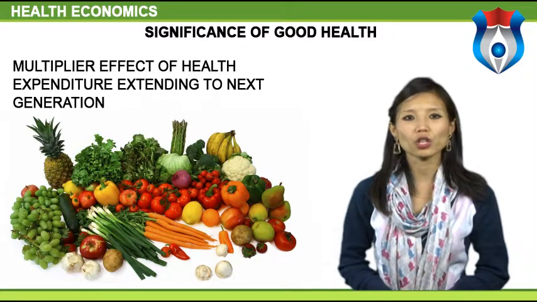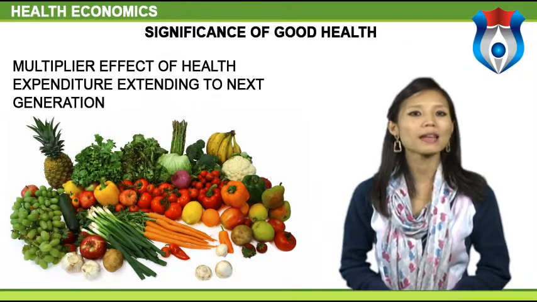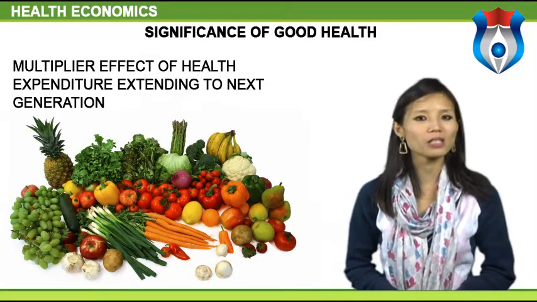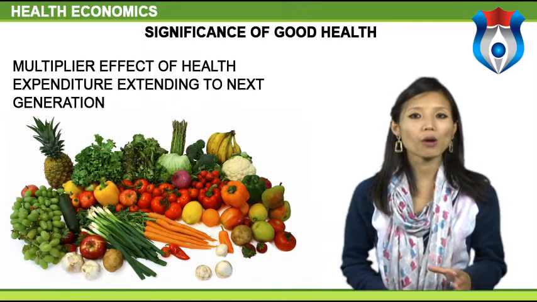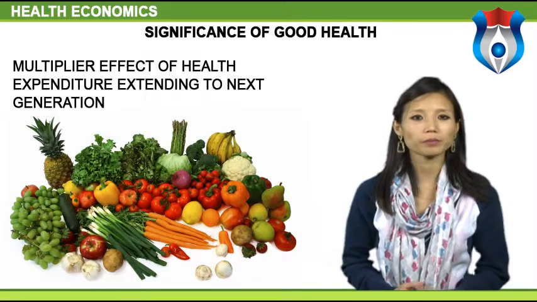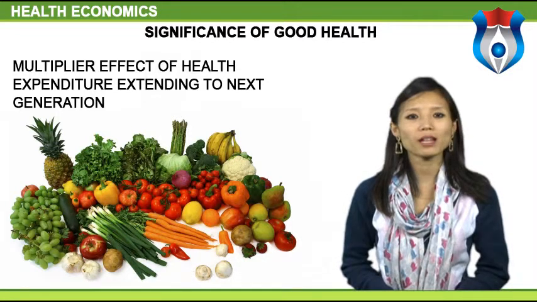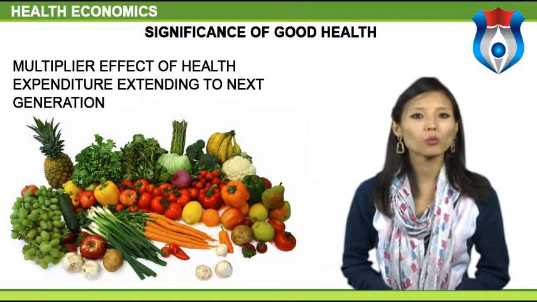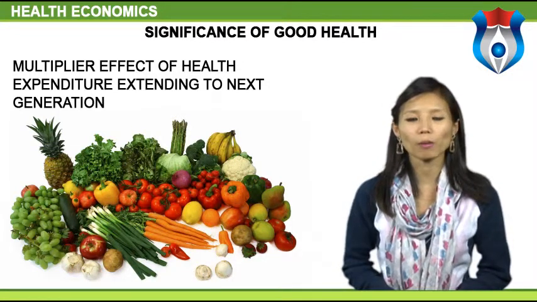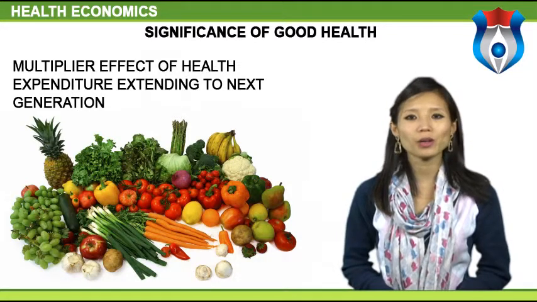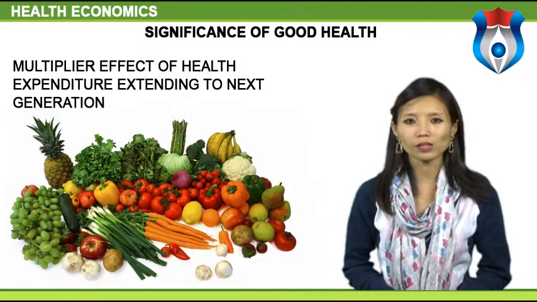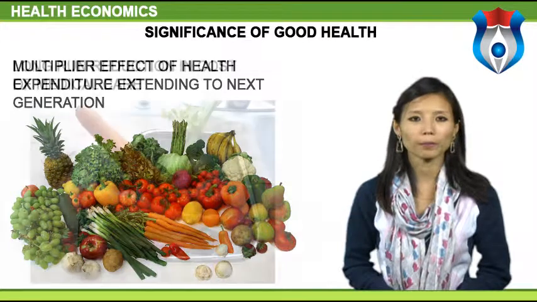Extending to next generation. Poor health condition, inadequate sanitation and nutrition adversely affect the benefits of schooling primarily in 3 ways. Decreased enrollment resulting in increased illiteracy, poor ability to learn resulting in high dropout rates, limited participation by girls either due to poor health of self or others in family.